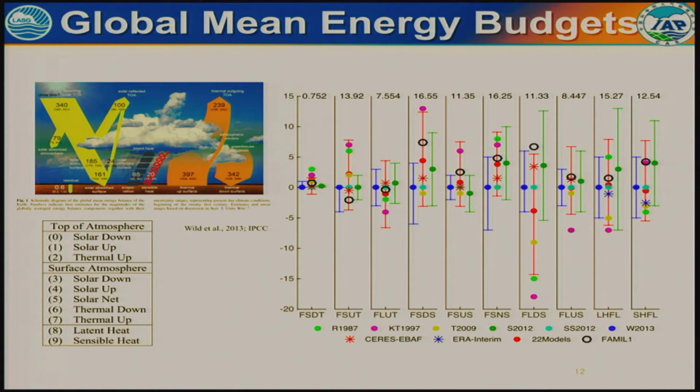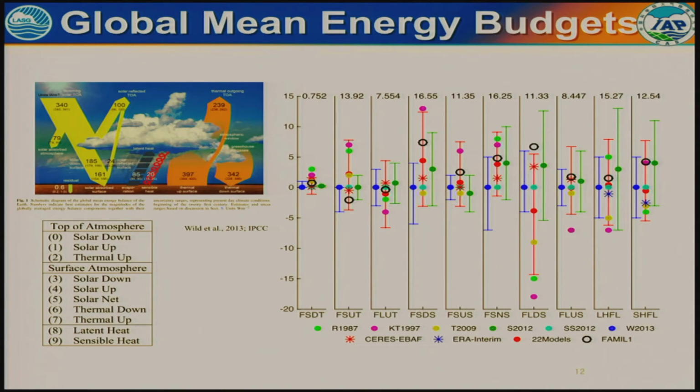For comparison, we use previous studies, the IPCC's result, satellite data, and reanalysis. We also include the multi-model mean from 22 CMIP5 models, and the circle is our model's result. Generally speaking, the model did a pretty good job capturing almost all variables except for two variables, the fourth one and the sixth one.